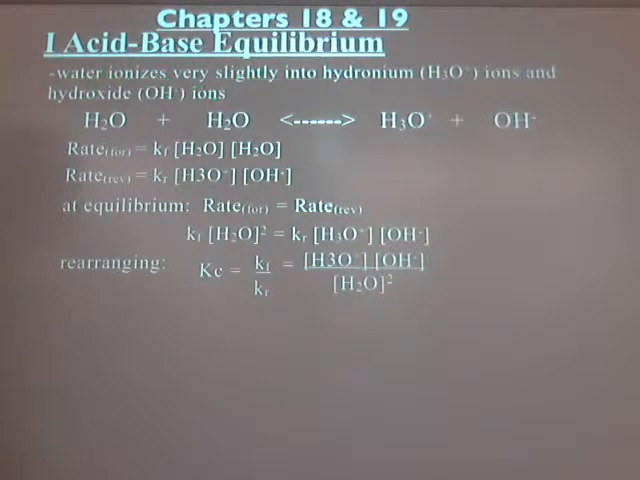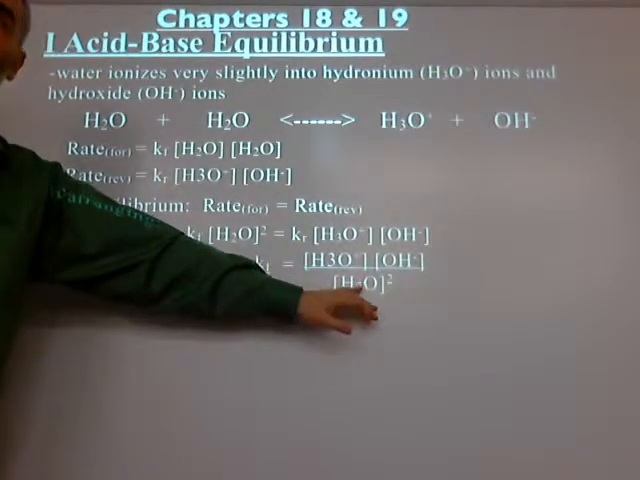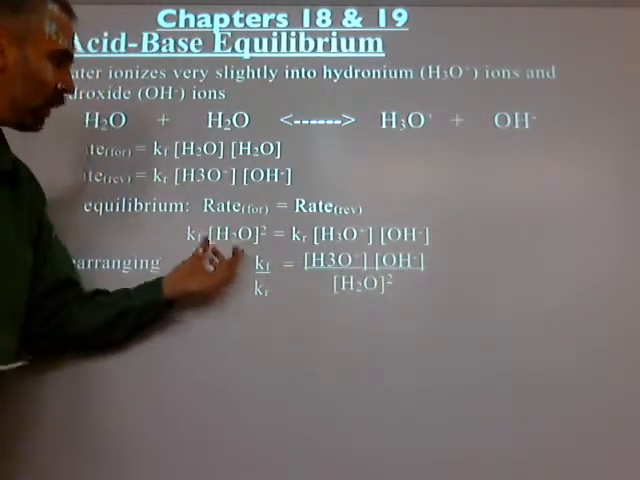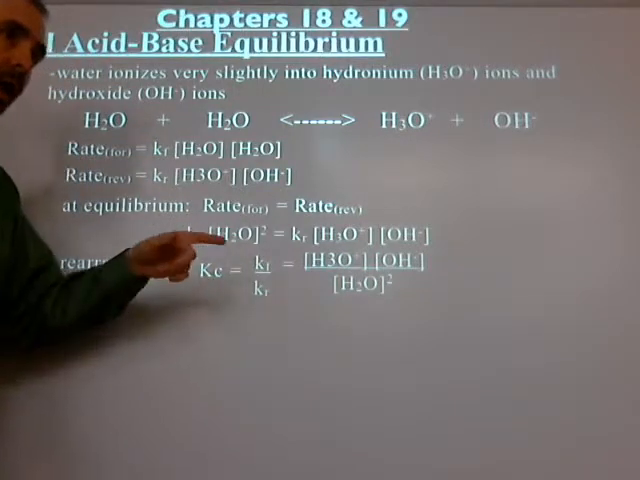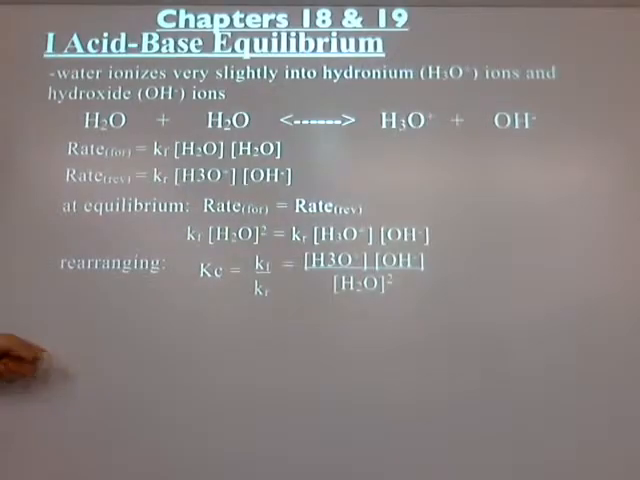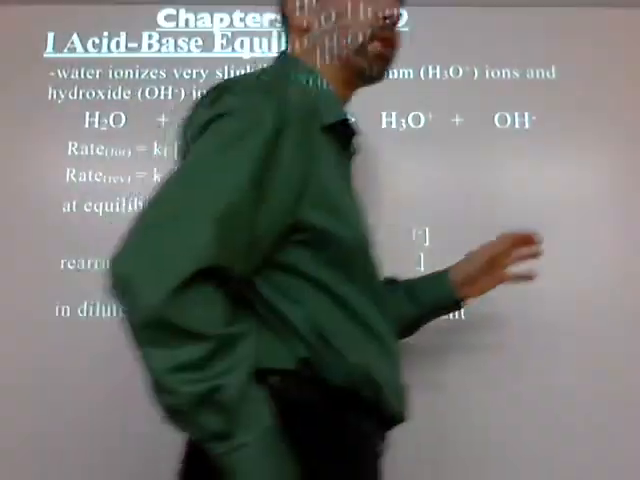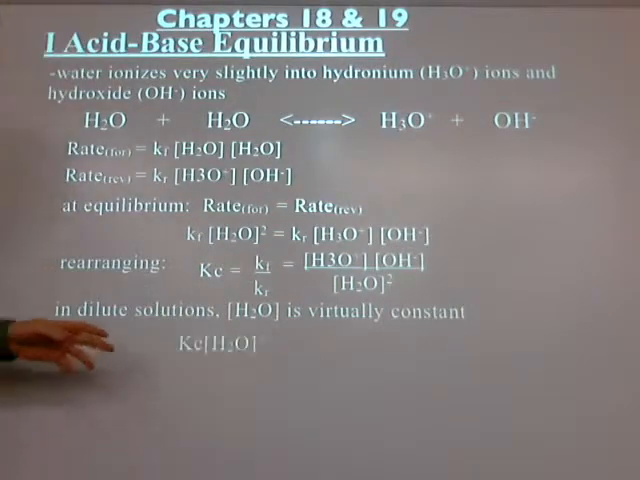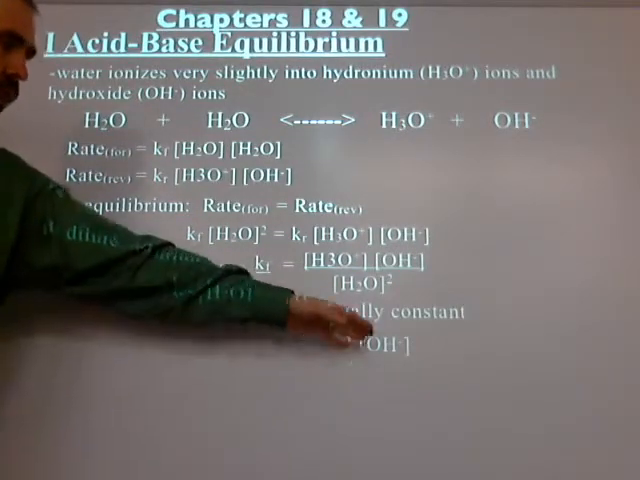So I'm basically going to ignore the fact that water's changing at all. I'm going to call him a constant. And I'm going to bring him over here with the other constant of Kc. That's how I'm going to rearrange it, because in dilute solutions, the water concentration is virtually constant. The amount of hydronium and hydroxide you're actually getting, reacting with the water, is not going to really diminish the amount of water you have. So I'll bring him over to the other side with Kc, and therefore it'll look like this. Kc times water squared equals hydronium times hydroxide.